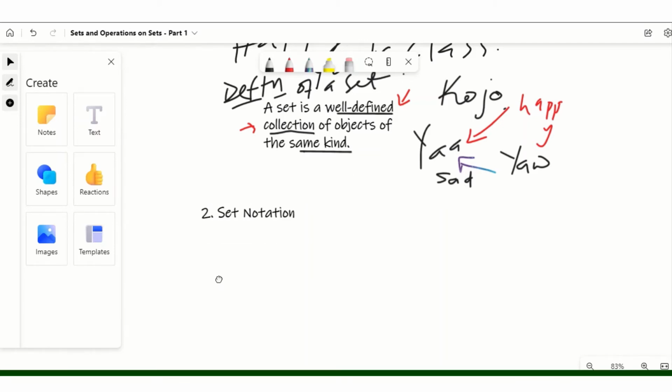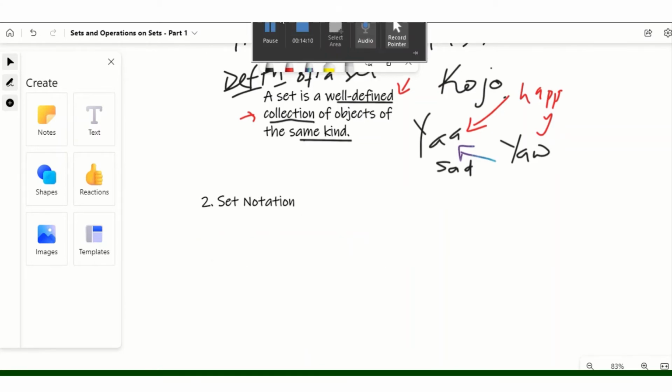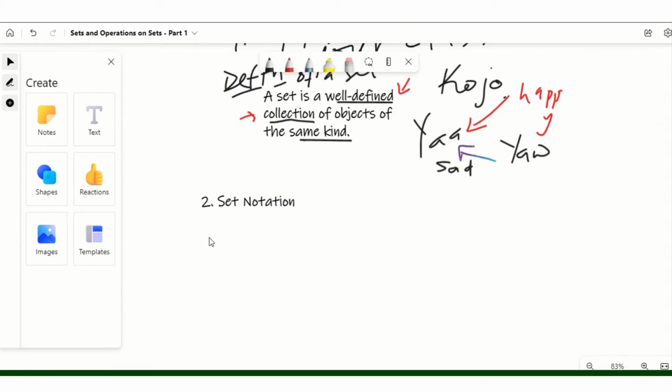This is our second way. Sets are conventionally denoted or represented by capital letters. For example, capital A, capital B, capital C, capital Q, capital Y. So we represent sets with capital letters. We don't use small letters to represent sets. This will be wrong. This is accepted.